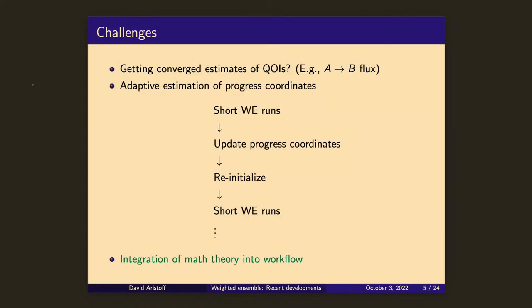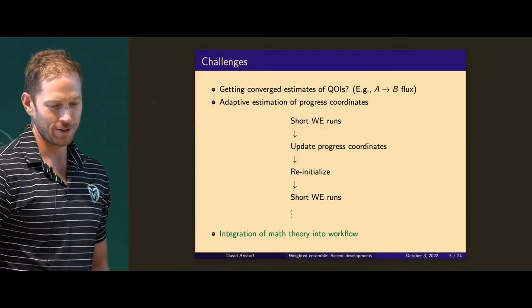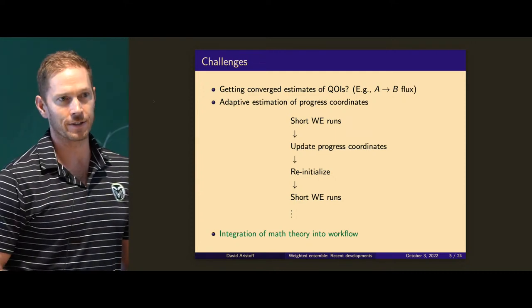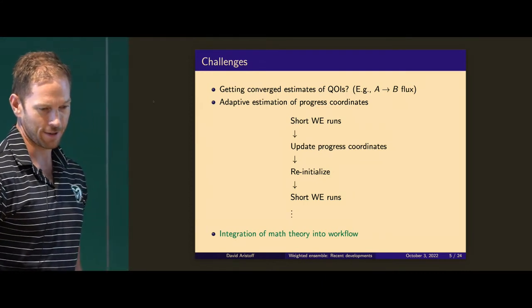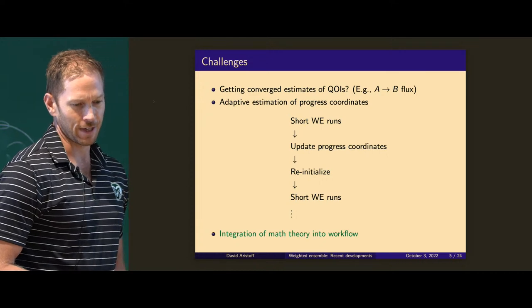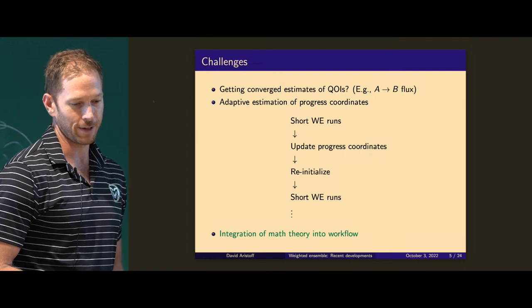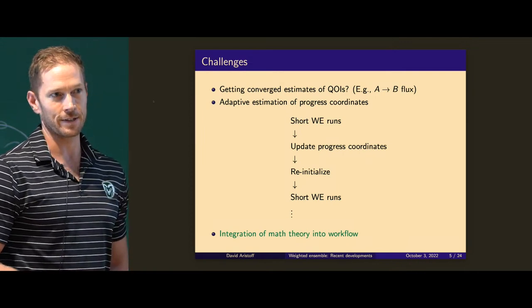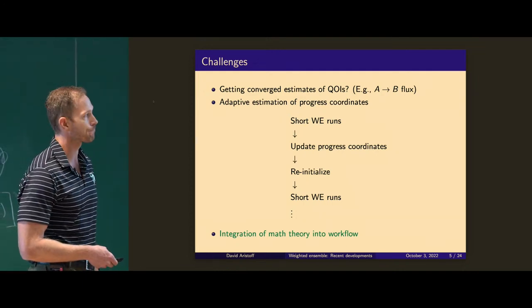The problem is not solved, so there's a lot more work to do. One of the issues is that although you can get from A to B, you may not accurately capture, for example, the time that it ought to take to go from A to B. You might not accurately capture the flux in that direction. So getting converged estimates of quantities that you're interested in is still an issue. Weighted ensemble can split and kill to get places you want to go, but that doesn't necessarily give you the right information about the process you're interested in.